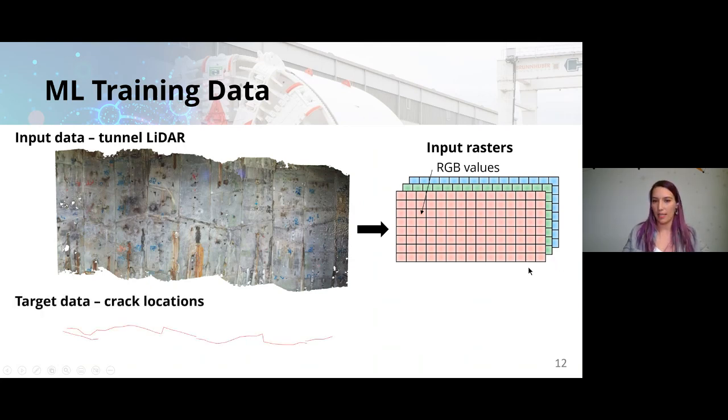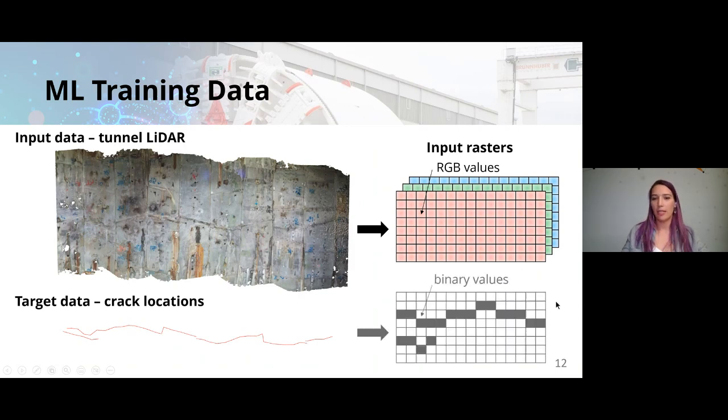And then we have the target data. Here it's very simple. I hope that you can see that, but that red line is just that DXF file from the annotation I showed in the previous slide. And that was turned into a raster that's just binary values. Either black is 1, white is 0, meaning black is there's a crack, white there's no crack. So this is the data. This is the only thing I used to train this algorithm.